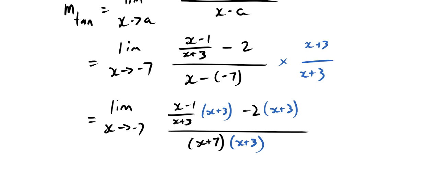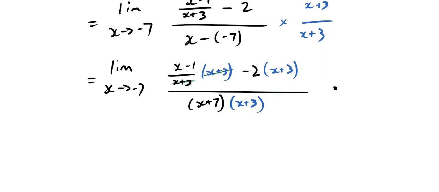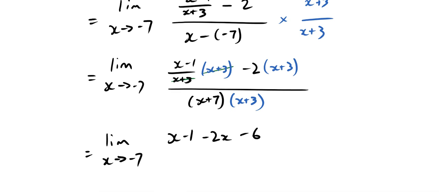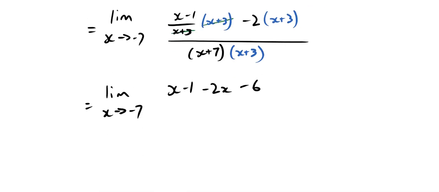I notice that this and this are gone. That was the point of that. That was the whole reason why we did it, so that we don't have a rational in a rational, right? We don't have a fraction in a fraction. Now we just have one whole big polynomial, or sort of rational expression. Limit as x approaches negative 7 of x minus 1, and I can expand this, minus 2x minus 6. And I certainly don't want to expand the bottom.